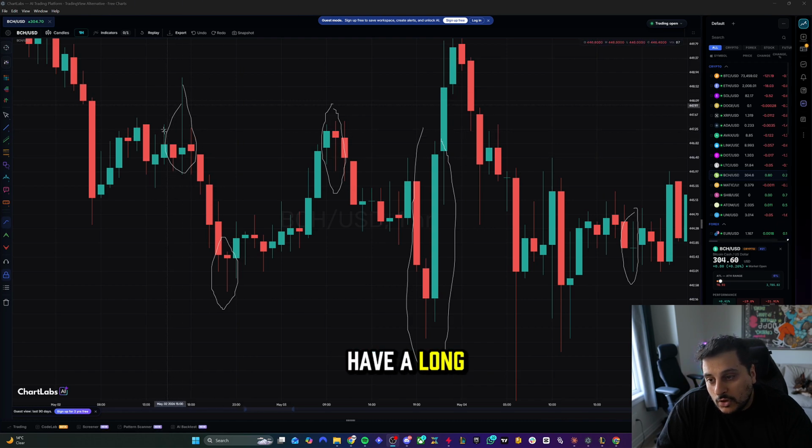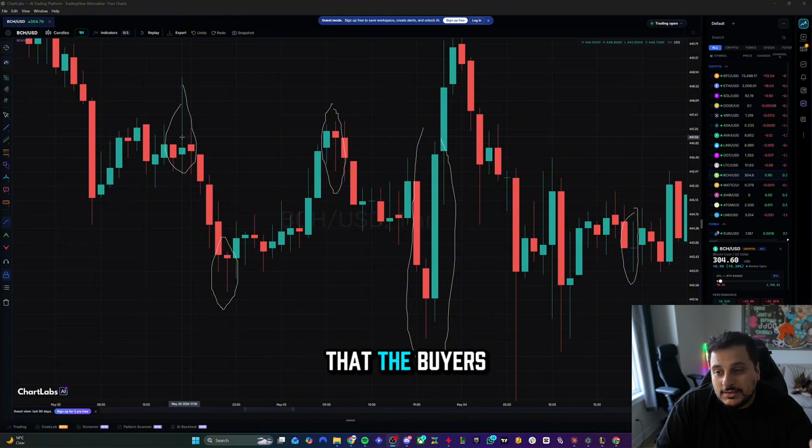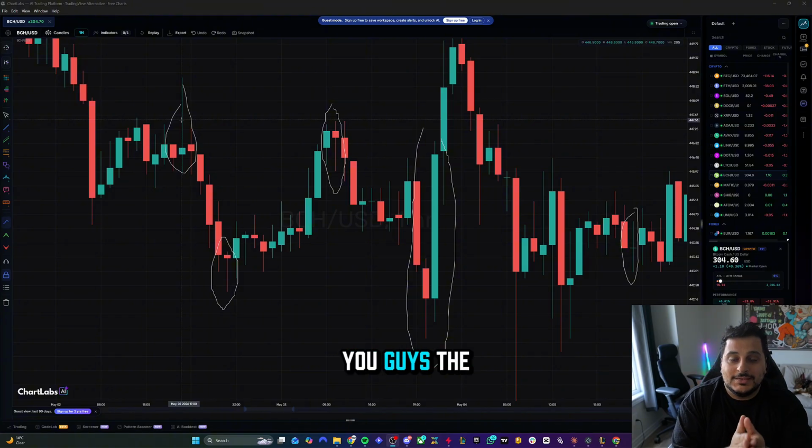So if you have a long wick and then the candle body is at the bottom of the candle, then you can expect that the buyers pretty much gave up. And if the opposite happens, where you have a very long wick to the bottom and then you have a body at the top, then you can probably expect that the sellers gave up over here. So that's also an indication of what's happening in the market as well. But let's move on. Let's show you guys the inside bar.